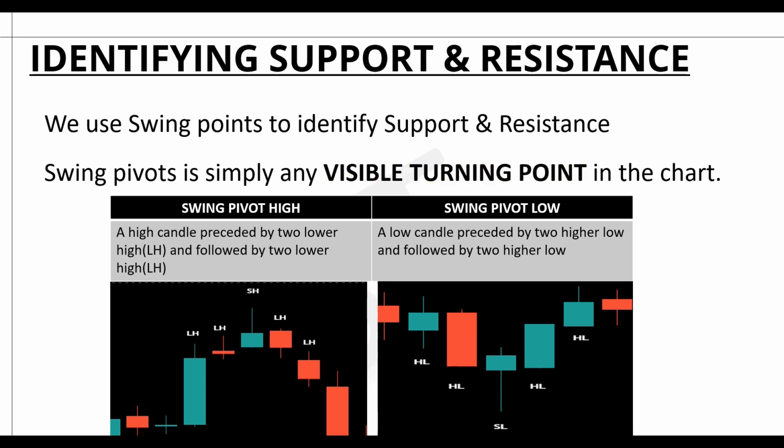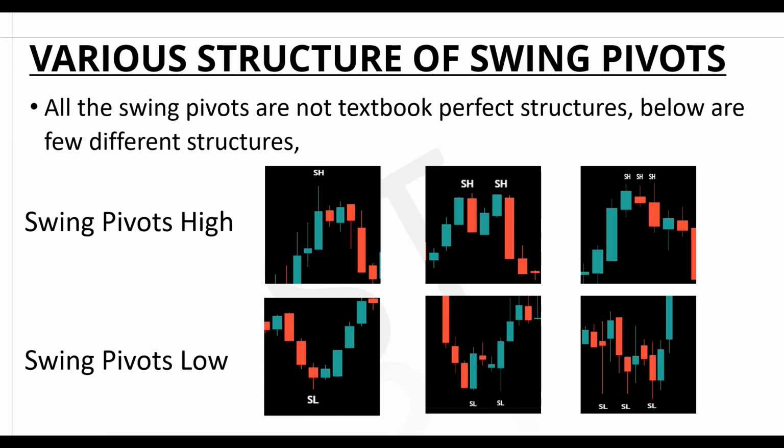Also note that not every time will the market provide this kind of perfect textbook structure. We can identify various structures. Look at this. These are also support and resistance. How? See, look at this. The price moves up and reverses. So we identify this as a resistance.